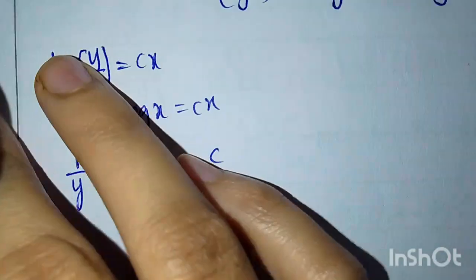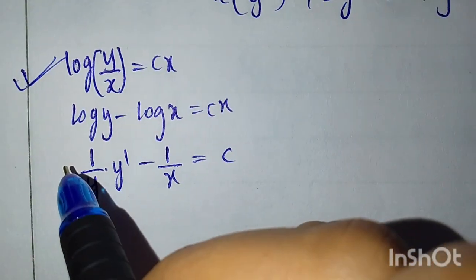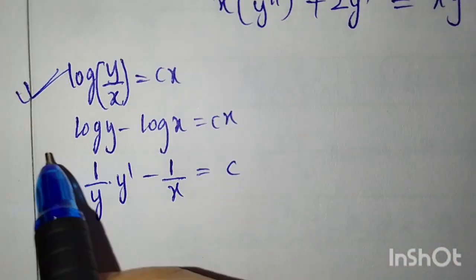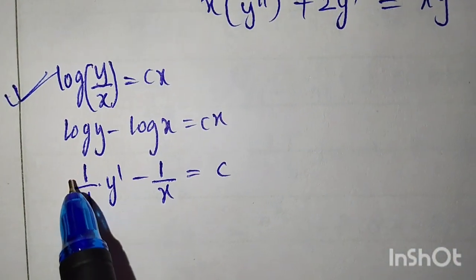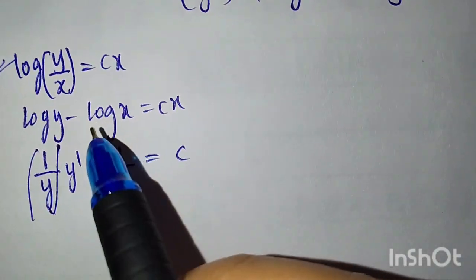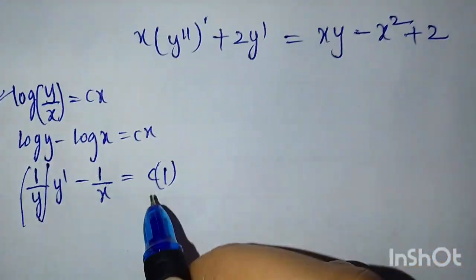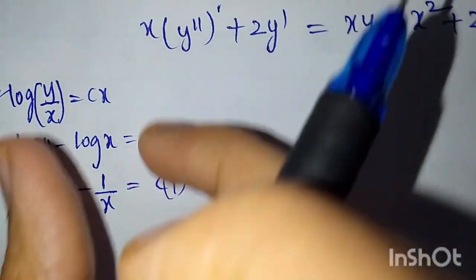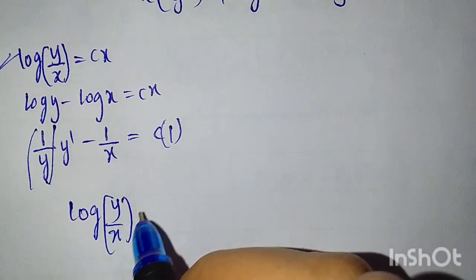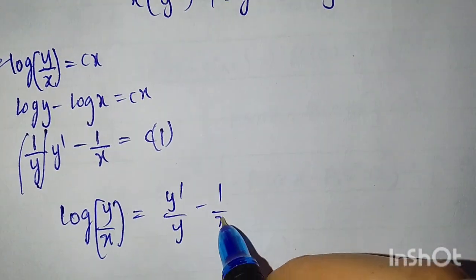And see this is the question, we have to find d. So I wrote log y minus log x is cx. So if I differentiate with respect to x, I'll get 1 by y, and inner derivative of y is y dash. Log x derivative is 1 by x, and here c into 1. So I got c value. So now I'll put in the question. So log y by x is equal to y dash by y minus 1 by x into x.